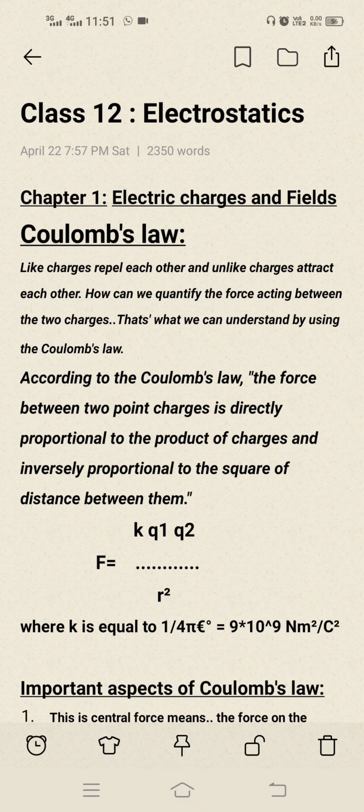Hello everyone, today we will discuss Coulomb's law. We already know that like charges repel each other and unlike charges attract each other. But how can we quantify this force? That's what we can understand by Coulomb's law.